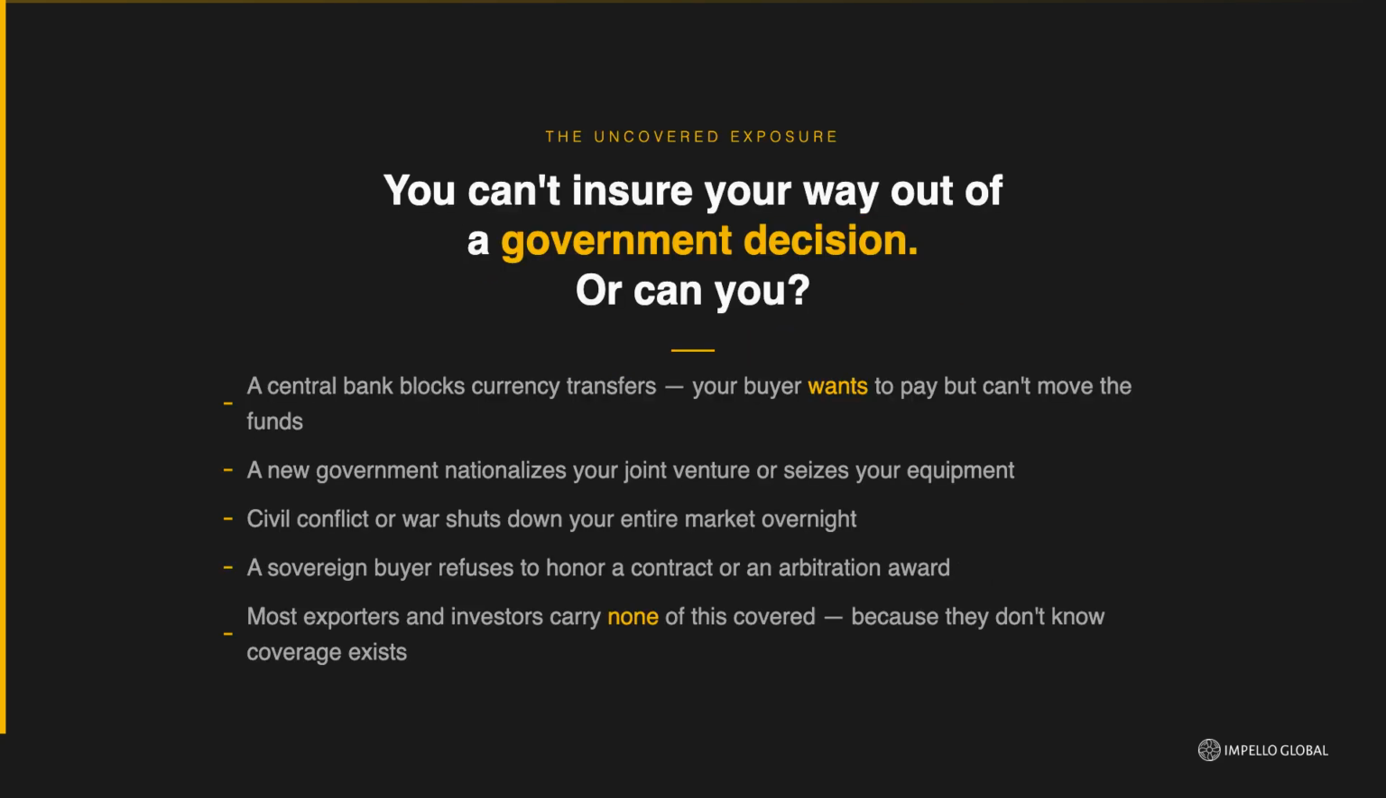The reason most businesses carry political risk uncovered is simple. They don't know the coverage exists. They insure their buyer's ability to pay through trade credit insurance, but they have never considered what happens when the problem isn't the buyer at all.